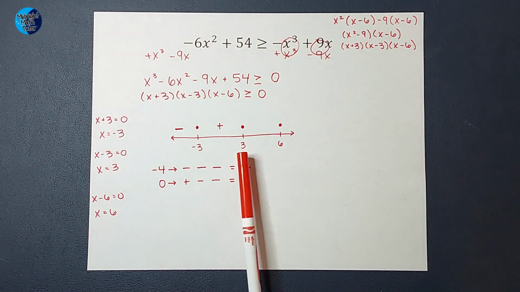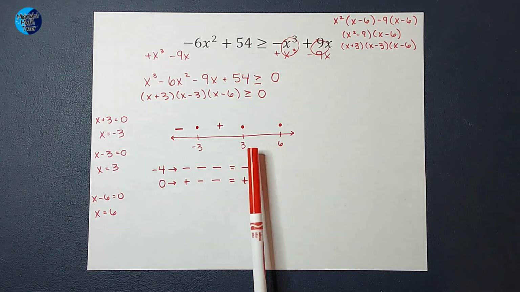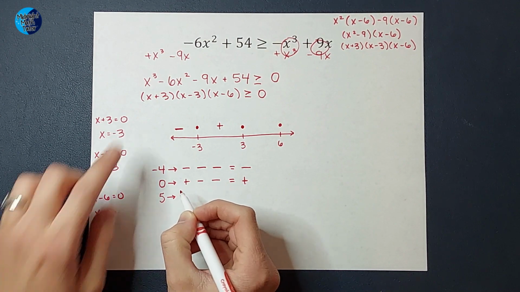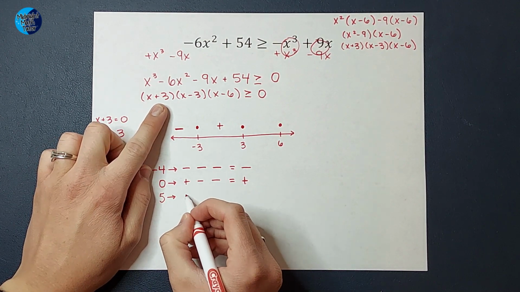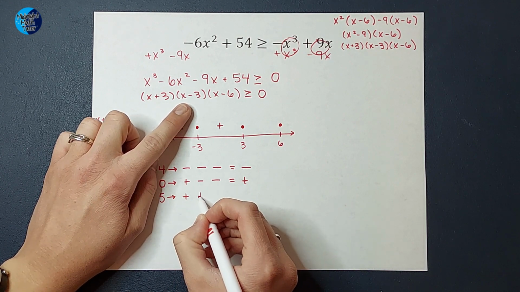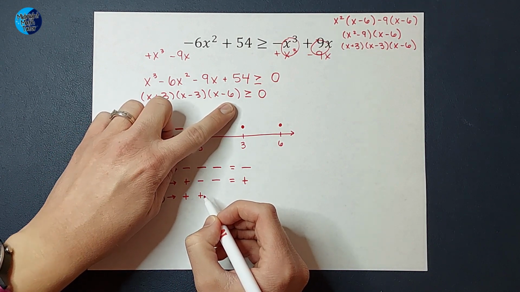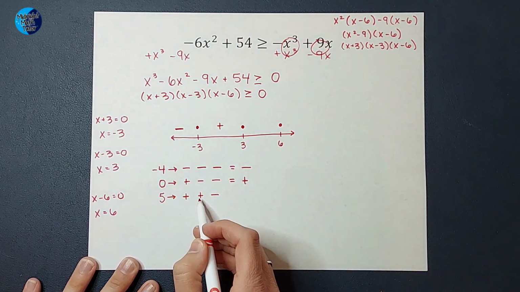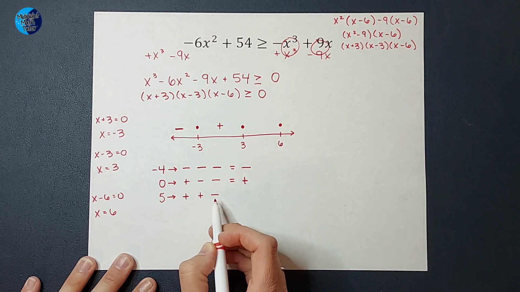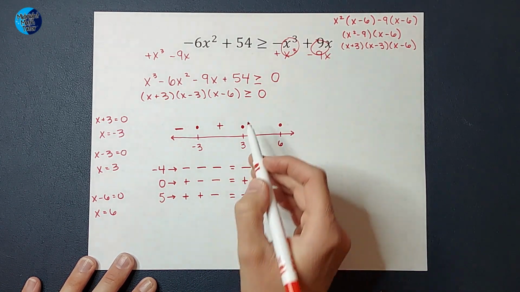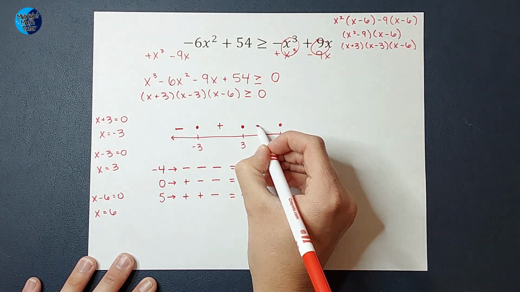All right, let's pick a number between 3 and 6 to plug in. Let's just plug in 5, okay? So if I were to plug in 5, I'd get 5 plus 3, which would give me a positive number. 5 minus 3, which would give me a positive number. And 5 minus 6, which would give me a negative number, right? Positive times a positive would give me a positive. Positive times a negative would give me a negative, okay? So this range would be negative.